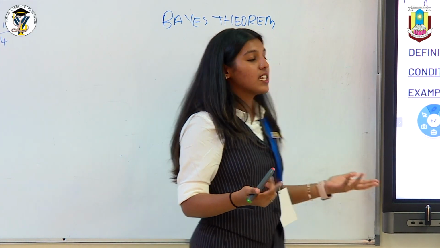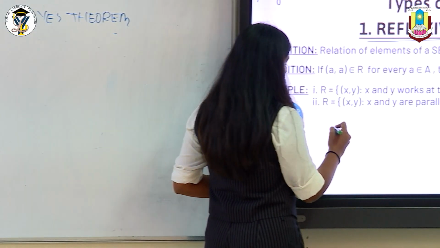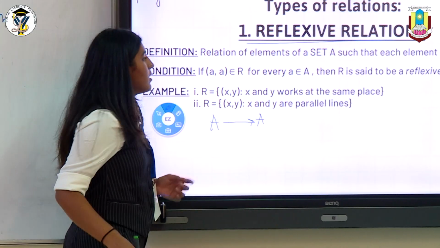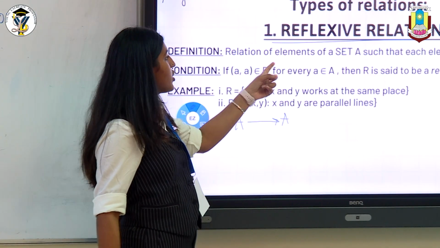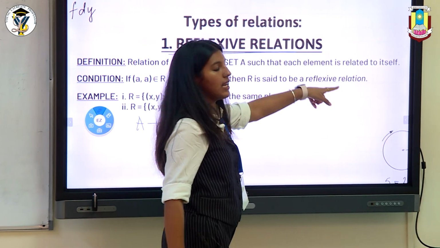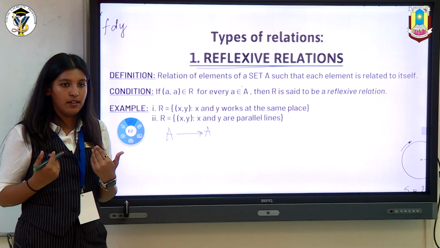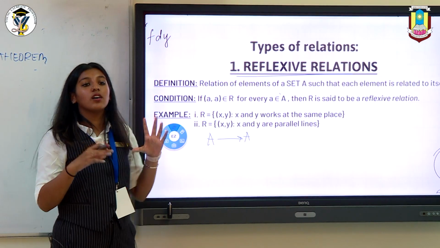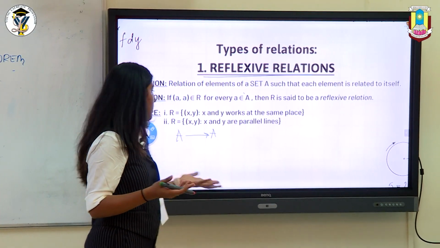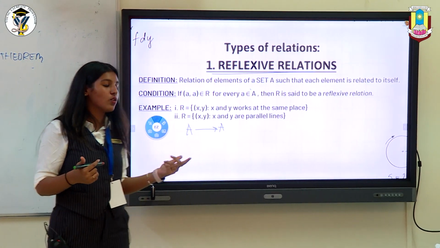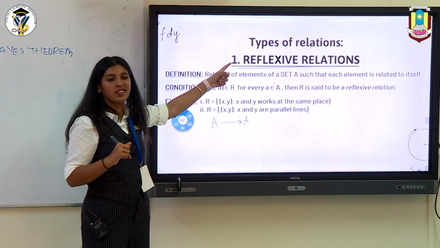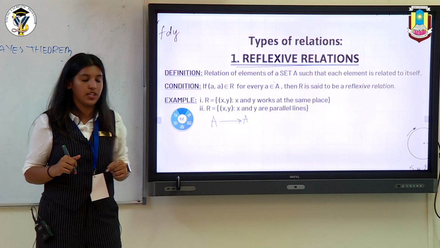Yourself. That is reflexive relation, in which every element is related to itself. So the definition is: a relation of elements of a set A such that each element is related to itself. Even here, there is a difference between identity and reflexive. Now that's the question that the majority of you will have, because I just told you that identity is also when every element is related to itself. So then what makes reflexive different from identity relation?